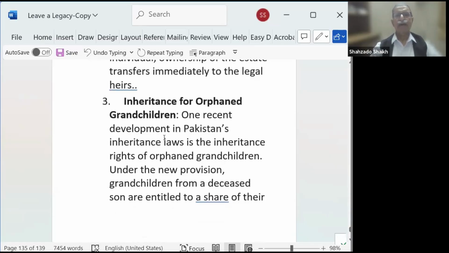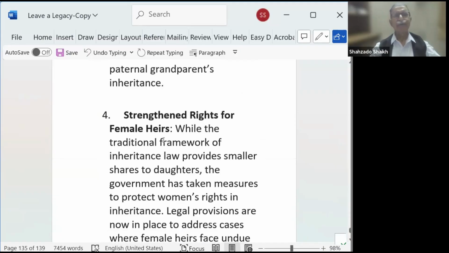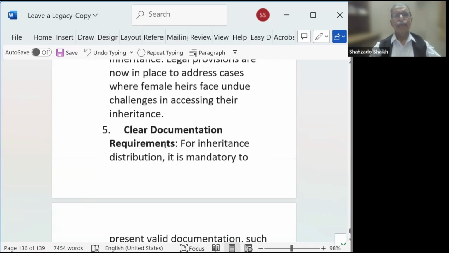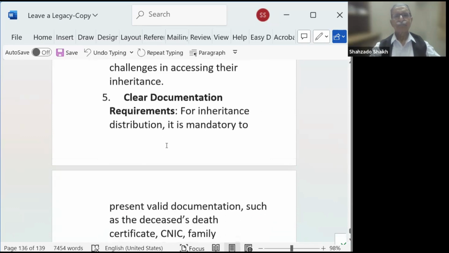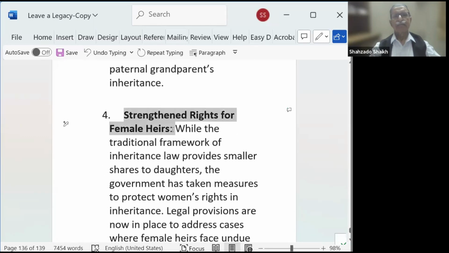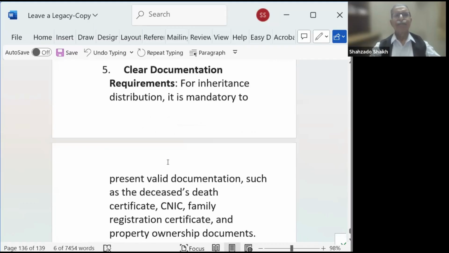Inheritance for orphans, guardianship, children. I've mentioned a little bit about it. I'm going to close the discussion on this today. Strengthened rights for female heirs. Clear documentation requirements. Here I had said that women, mother, daughter, wife, now they have more clear rights. They can go to the court and get their due share.